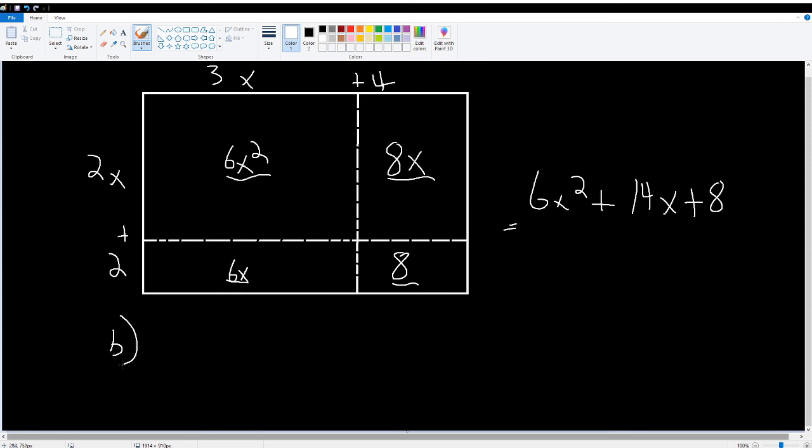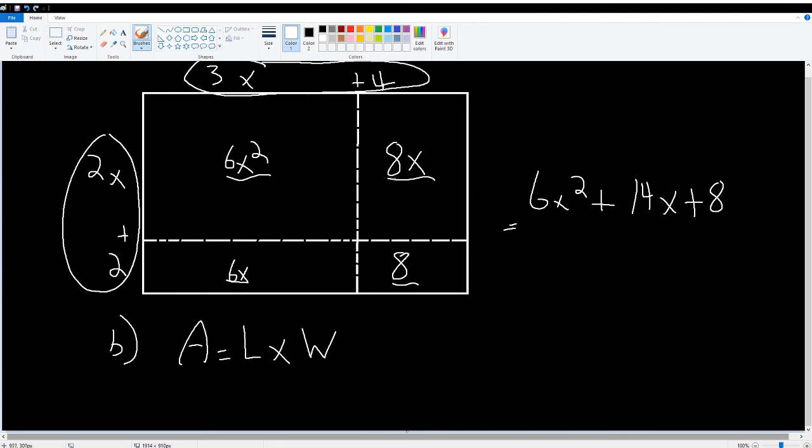And part B says, show that the area of the rectangle is found by multiplying 3x plus 4 times 2x plus 2. Well, it's true, right? So what's the area of a rectangle? Length times width, right? Area is equal to length times width, right? So this is length. Oh, sorry, that's width. It's my length. I should be technically getting this when I multiply 3x plus 4 times 2x plus 2, right?